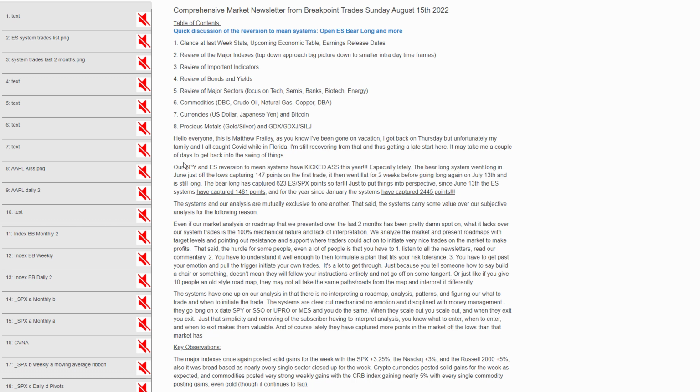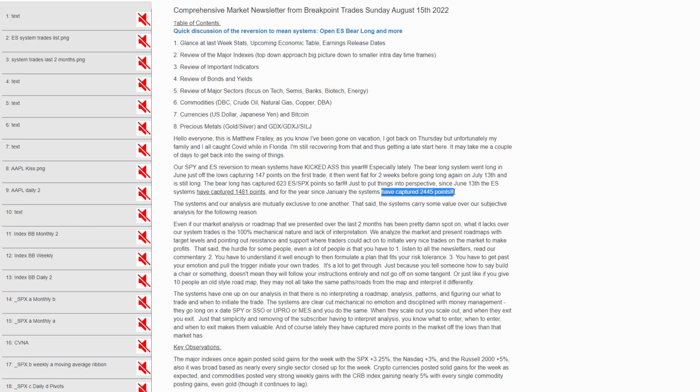But one thing I want to talk about here, which I discussed, is that the bear long has captured 623 ES points since June, and 1,480 points if you count all the systems that have triggered since that time. There have been 4 shorts, all made money, and for the year, the systems have captured almost 2,500 points.